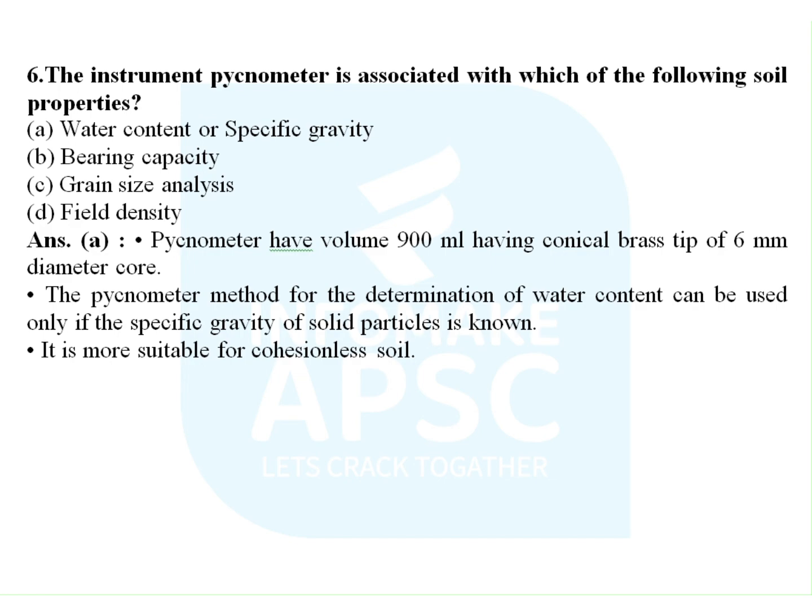The pycnometer has a volume of 900 milliliters, having a conical brass tip of 6 millimeters diameter core. The pycnometer method for the determination of water content can be used only if the specific gravity of solid particles is known. It is more suitable for cohesionless soil.